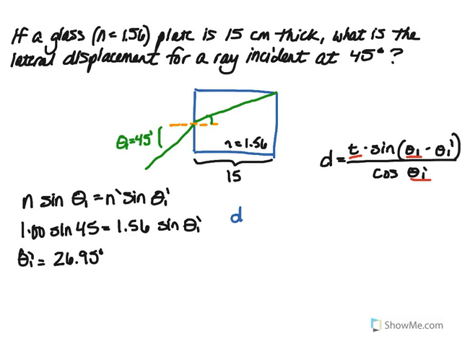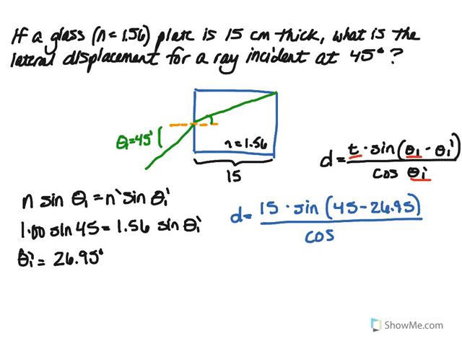And now we can plug in theta 1 prime along with the other variables into our equation. So d is equal to the thickness, we'll just use centimeters, 15 times the sine of theta 1 is 45, minus theta 1 prime is 26.95, and divided by the cosine of 26.95, and we come up with the distance is equal to 5.21 centimeters. So that d is our lateral displacement, and we could draw that on here.